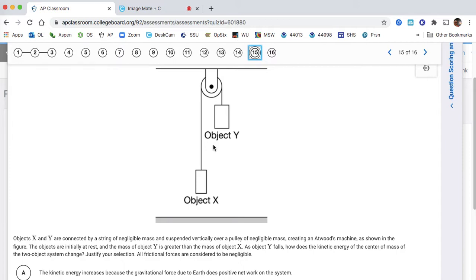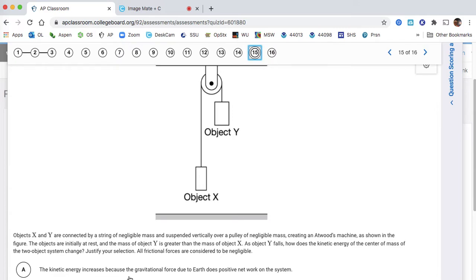But as we let the weight fall, that center of mass is going to move with object Y. Object X is going to go up, and so the center of mass is going to go down. Let's see what happens here. What are we after here? How does the KE of the center of mass of the two object system change? Well, it's going to do what object Y does. It's going to accelerate. The KE is going to do what the object does. The KE is going to increase.